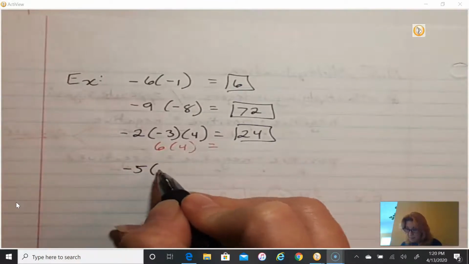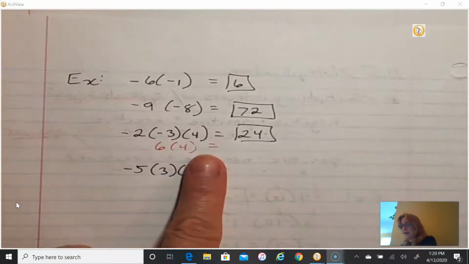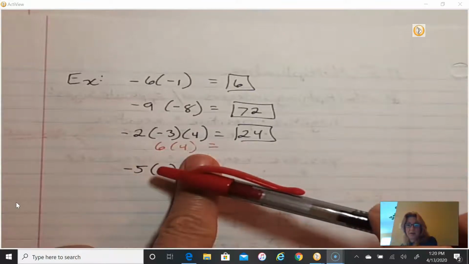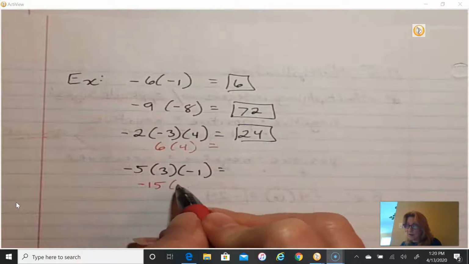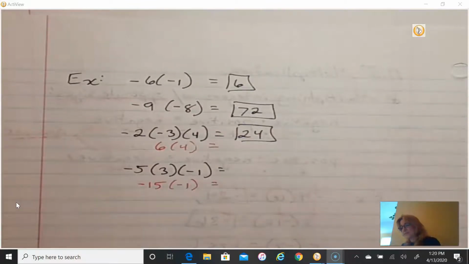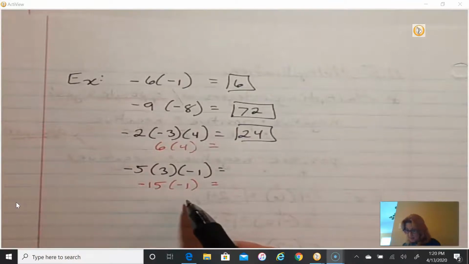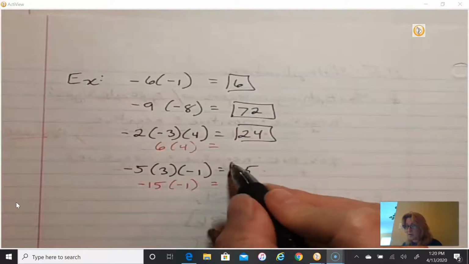Negative 5 times 3 times negative 1. Negative 5 times positive 3. Negative times a positive is going to give you a negative. So that's negative 15 times negative 1. So a negative times a negative is going to be a positive. So 15 times 1 is 15.